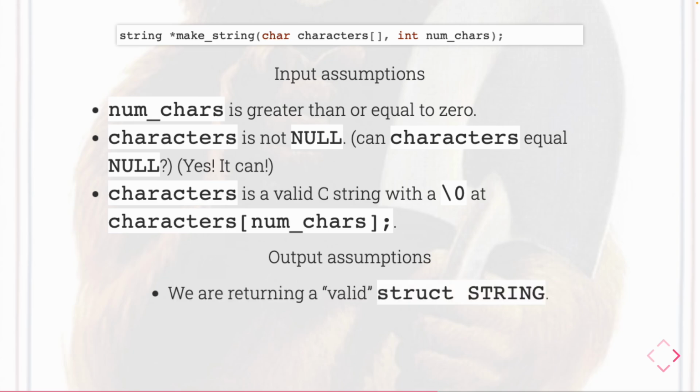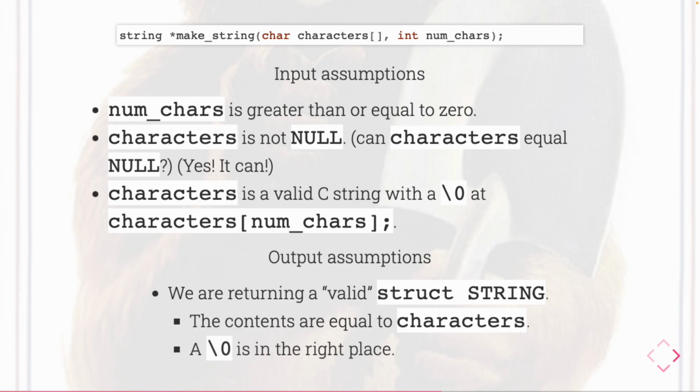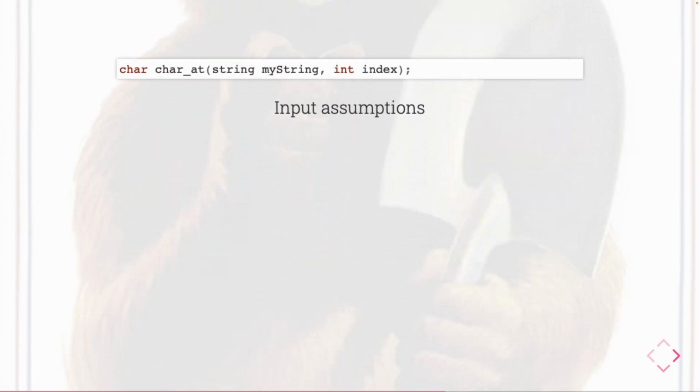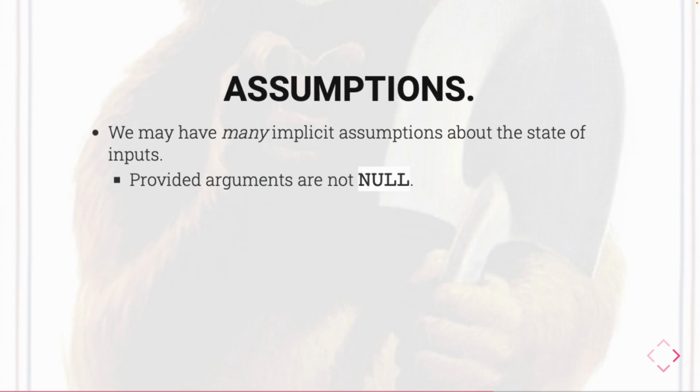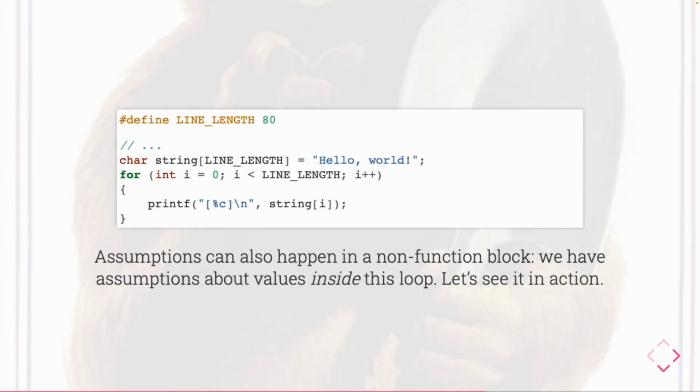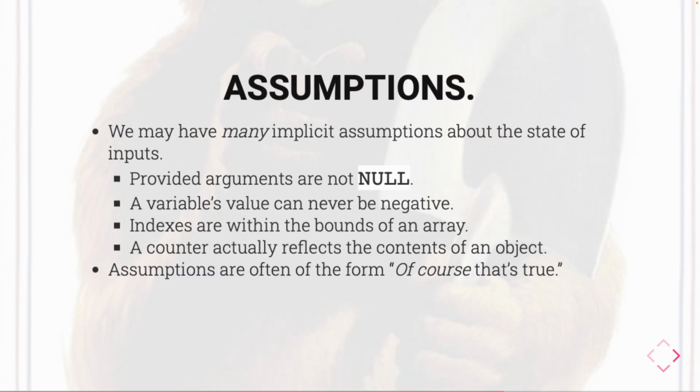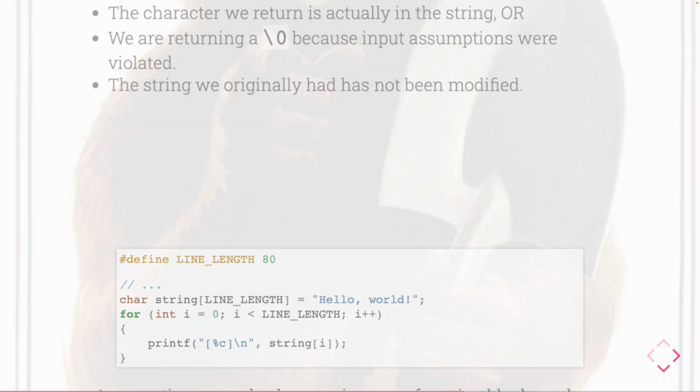For output, we're assuming that we're returning a valid string instance whose contents are equal to characters and which has a null byte in the right place. And again, the length is non-negative. And we have similar examples here. But I think we're going to stop here.